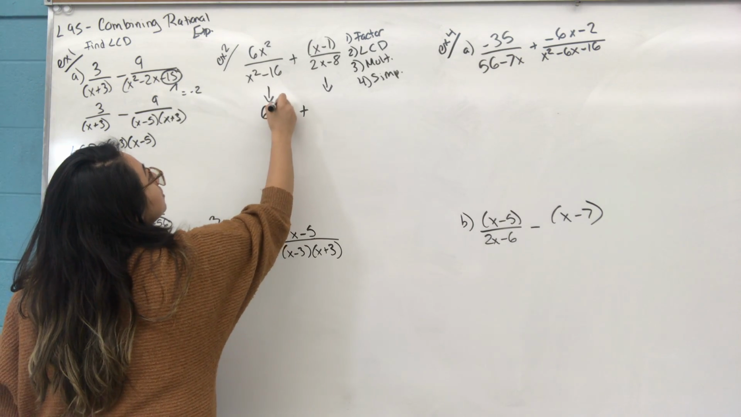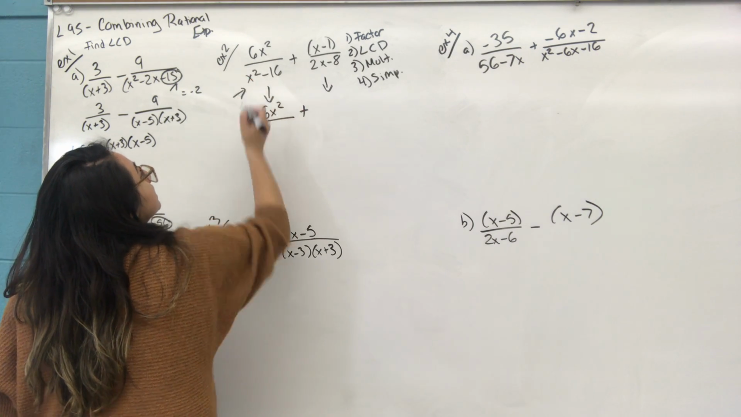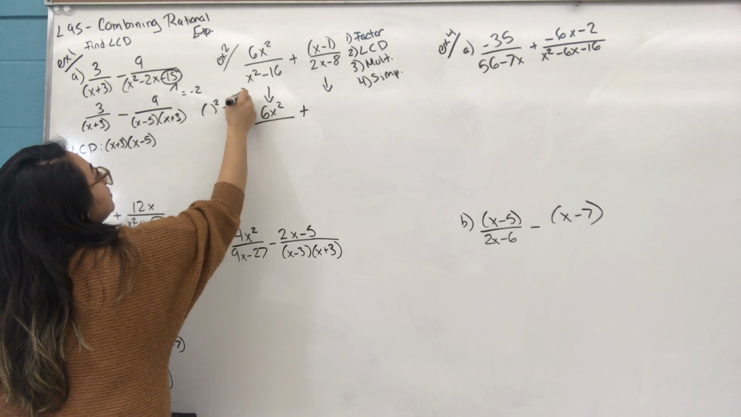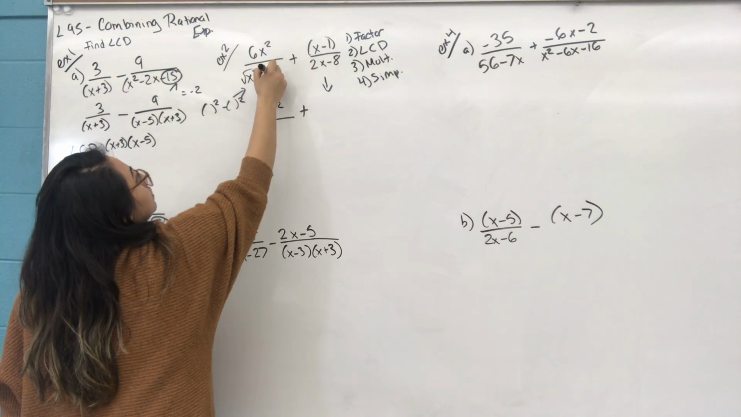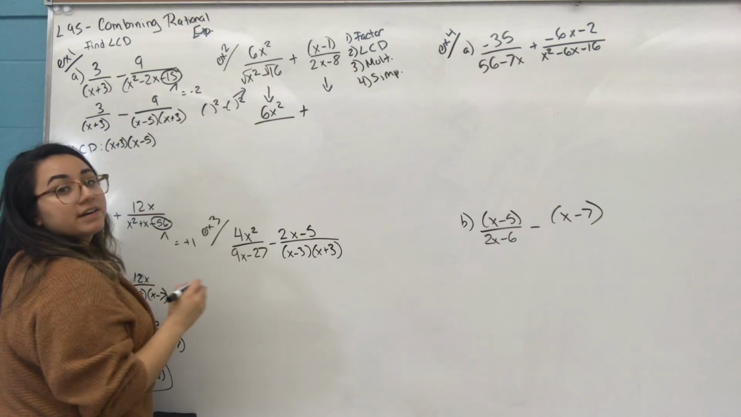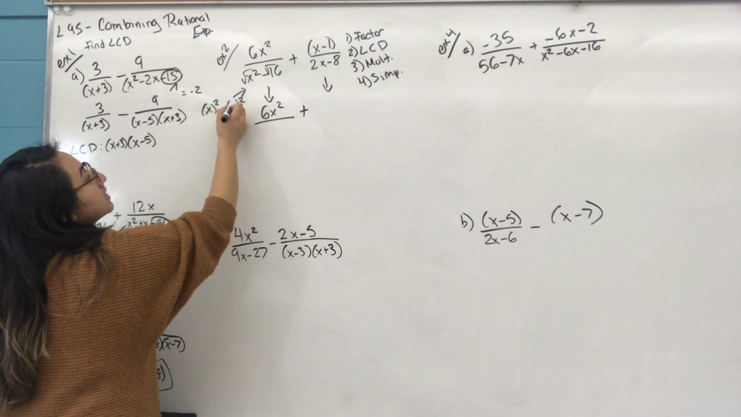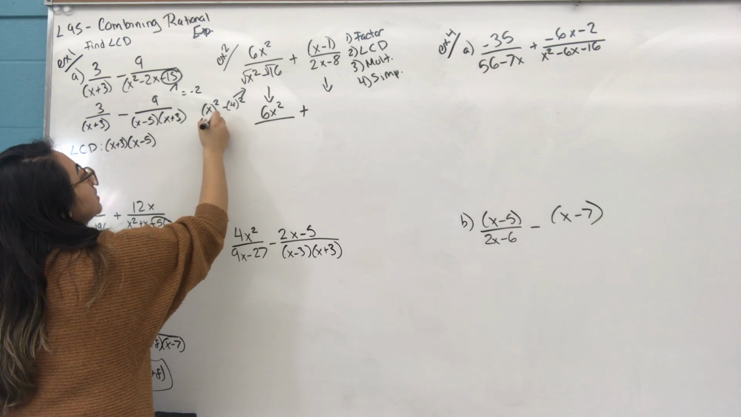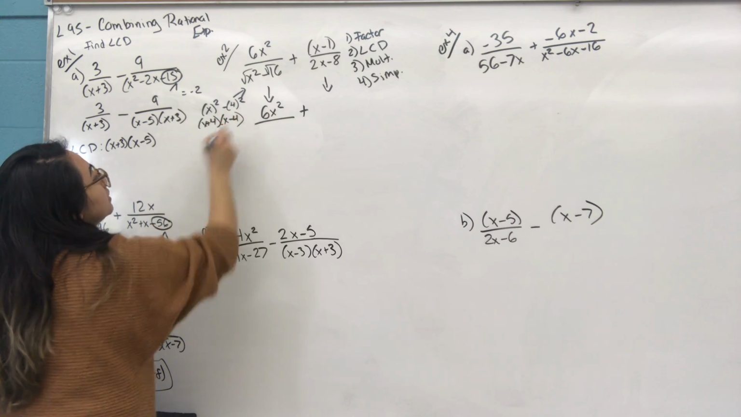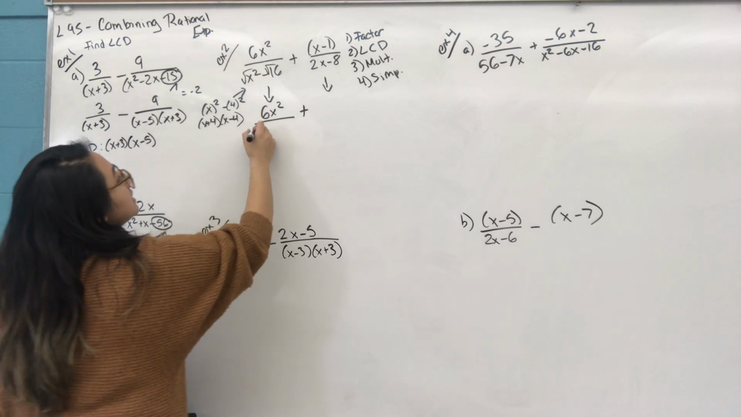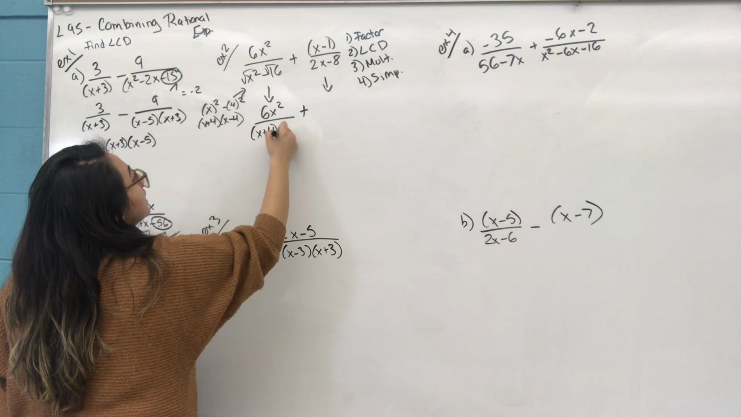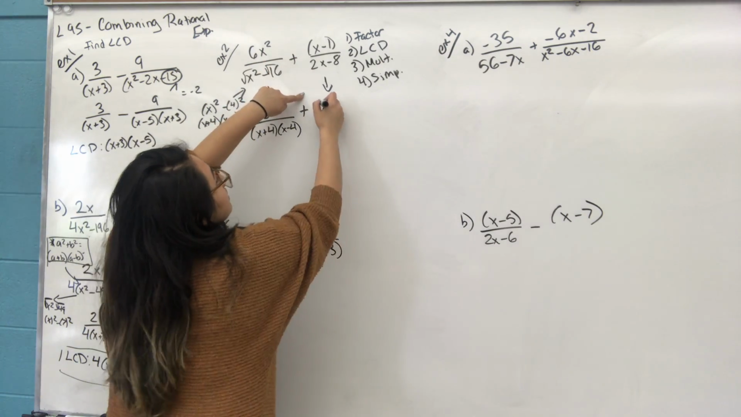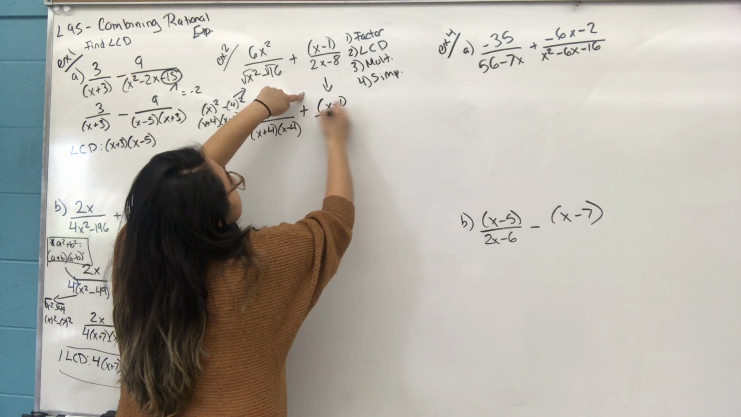So I have my 6x squared over, if you look at this, this is also a difference of two squares. So think of your first term squared minus your second term squared. To check it, square root both of them. The square root of x squared is just x. The square root of 16 is 4. Meaning, it's going to be x plus 4 times x minus 4. Doesn't matter if you switch it. So now, my denominator is going to be x plus 4 times x minus 4. Plus, and if you look here, the numerator just stays at x minus 1.